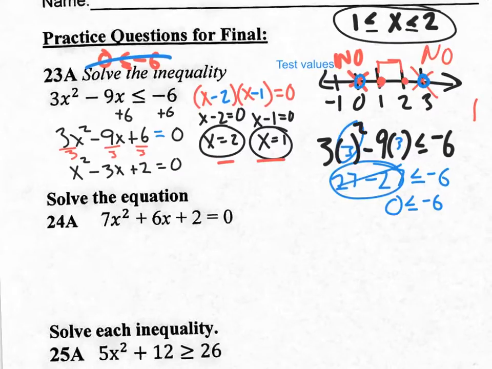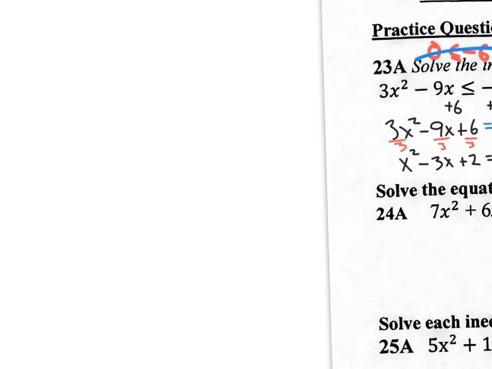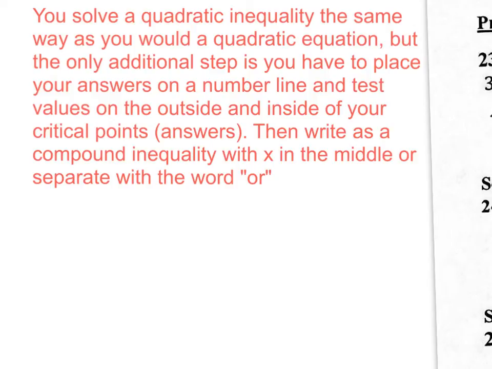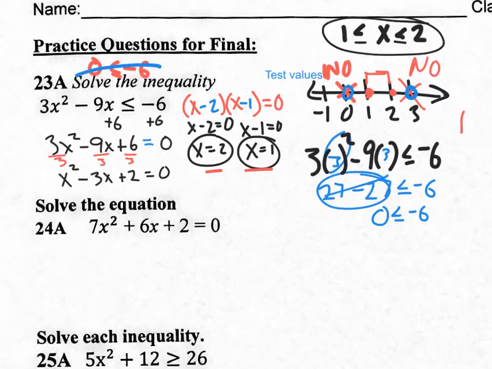So to sum things up on number 23, I would like to give you the explanation here. You solve quadratic inequalities the same way you solve quadratic equations. The only additional step you have to do is place your answers on a number line and test your values to see if they're on the outside or the inside of your critical points, which are your answers. And then you write it as a compound inequality with the x in the middle, or separate with the word or.